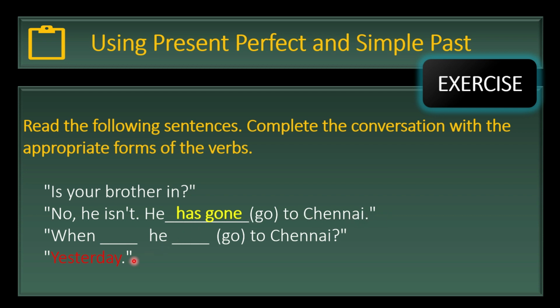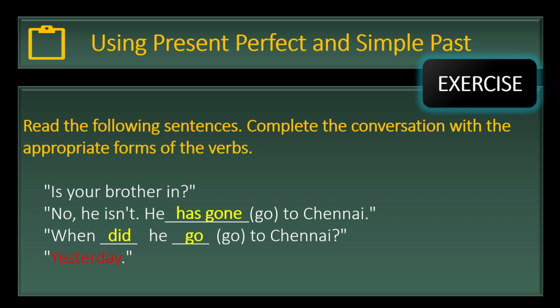But look at this here. When dash he dash to Chennai. This is a question and there is this keyword when. Here this speaker wants to know the time of action. And there is another keyword here. The answer is yesterday, a time reference word, adverb that refers to past time. So we understand that this question should be in simple past. So how do you ask a simple past question? We begin with did and we use verb 1. So the answer should be when did he go to Chennai?